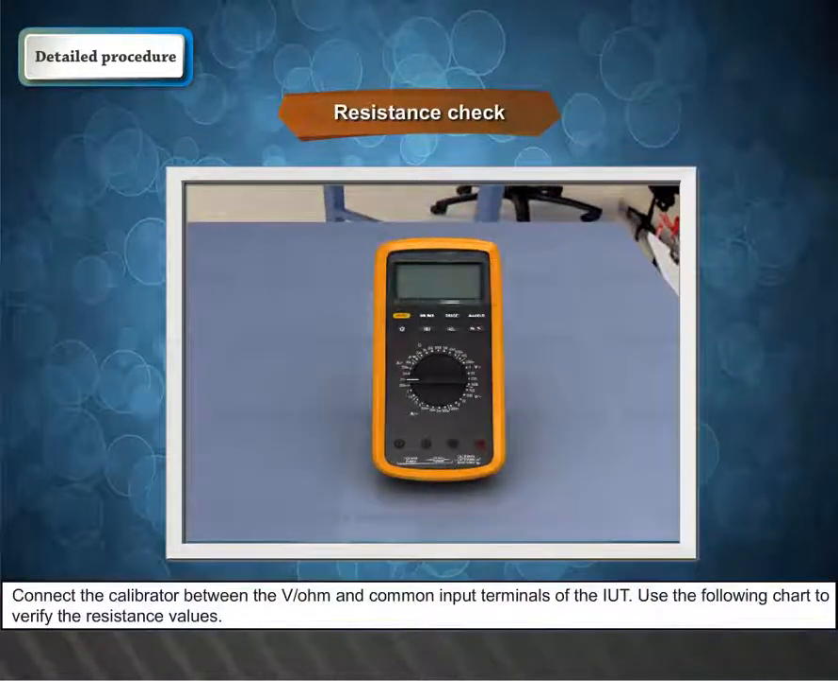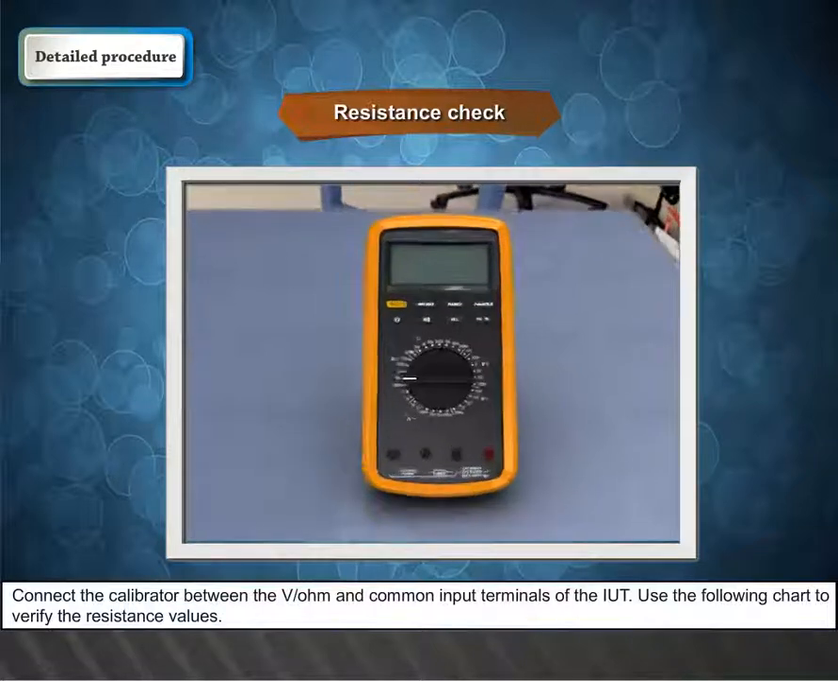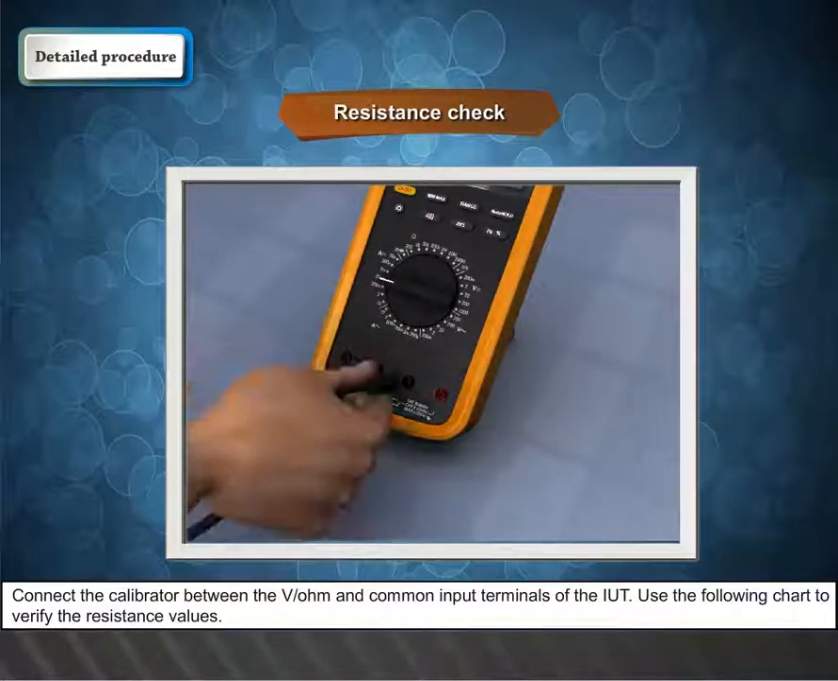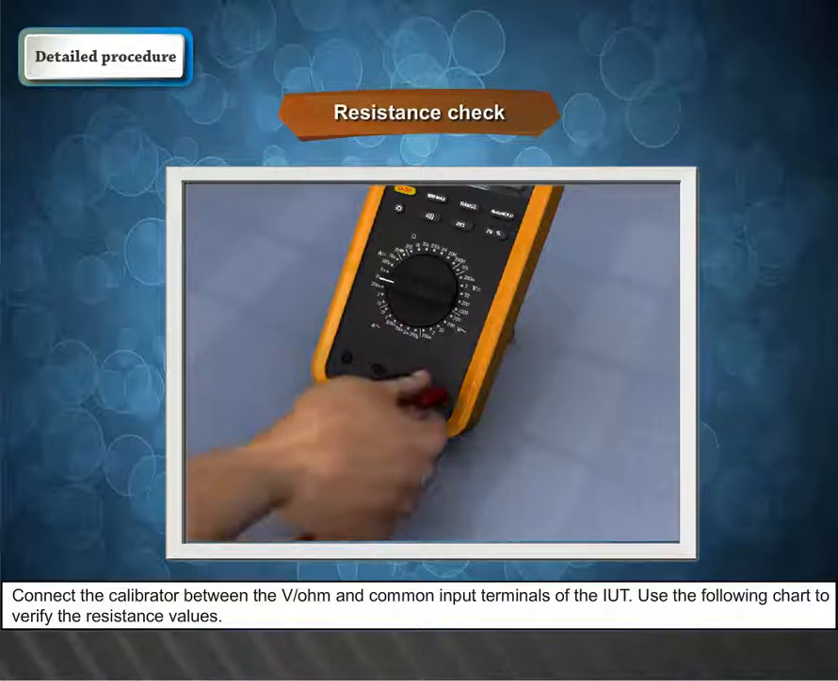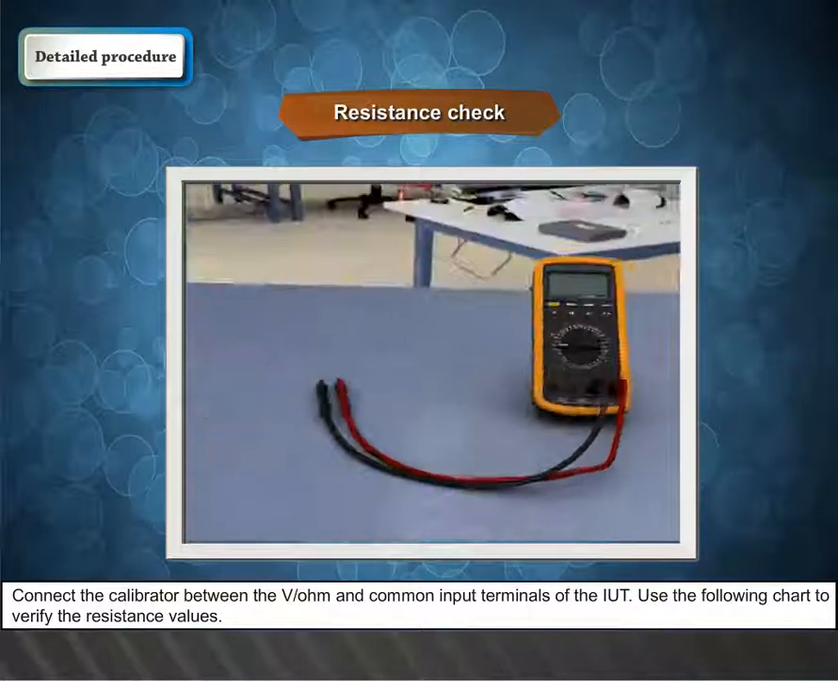Resistance check. Connect the calibrator between the volt per ohm and common input terminals of the IUT. Use the following chart to verify the resistance values.